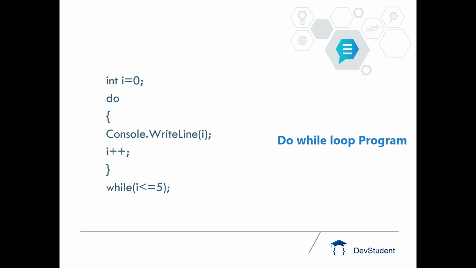That means initially the value is 0. After it's printing 0, it is incremented by 1. That means the value inside i becomes 1, and the while loop is checking the condition as i less than or equal to 5. Next 2 less than or equal to 5. 3 less than or equal to 5. Like that it will execute till the value of i becomes 6. That is how do is done first, followed by the while condition. That is why it is called do while.